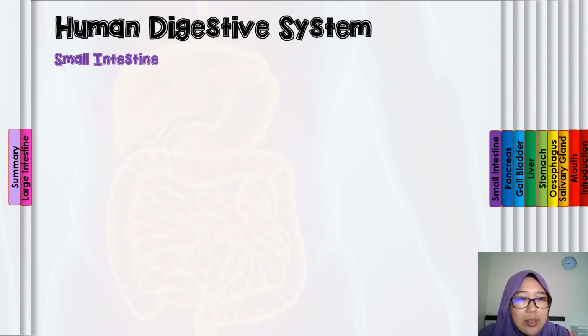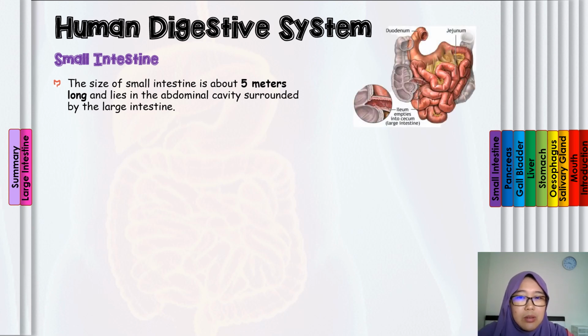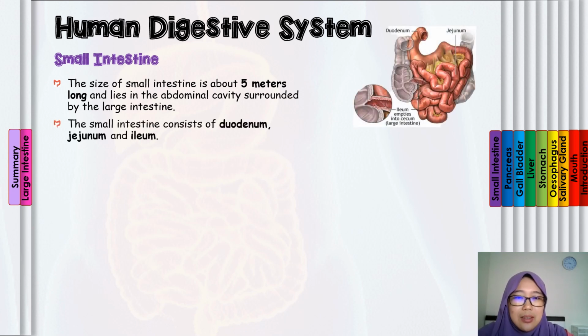The next organ is the small intestine. The size of the small intestine is about 5 meters long and it lies in the abdominal cavity, surrounded by the large intestine. The small intestine consists of the duodenum, jejunum, and ileum.